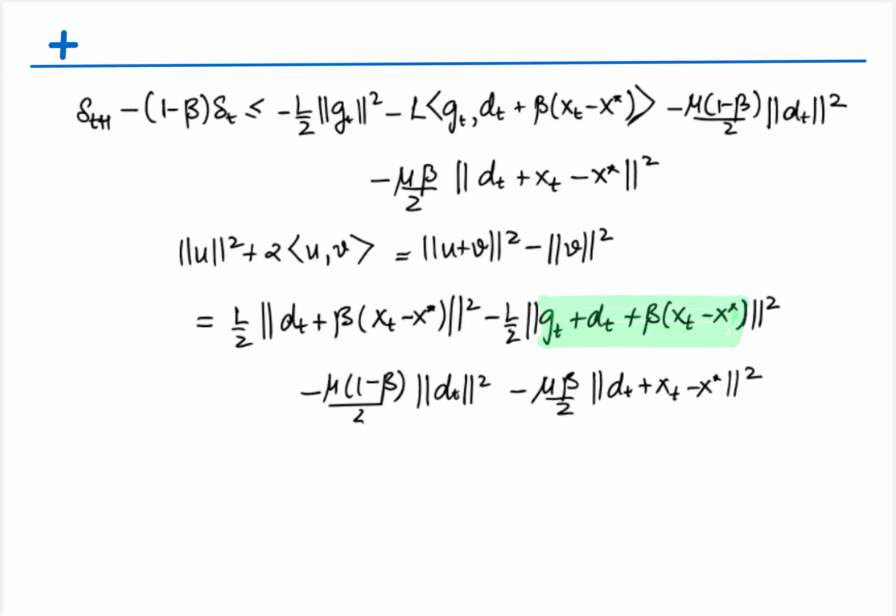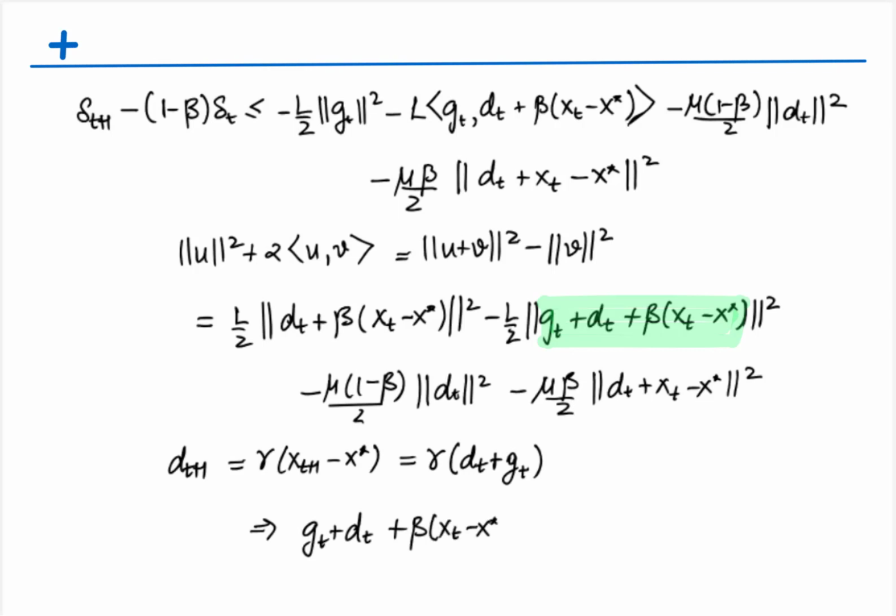For the second term, observe that d_{t+1} is equal to gamma times (x_{t+1} minus x_t), which is equal to gamma times (d_t plus g_t). So in the second term, g_t plus d_t plus beta times (x_t minus x star) can be written as (1 minus beta) by gamma into d_{t+1} plus beta times (x_{t+1} minus x star).